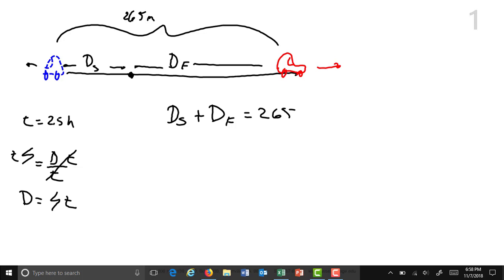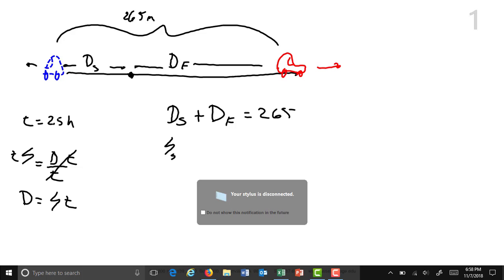You understand? You have to know that, or you can't solve these kinds of problems, because I got it in terms of distance, but the question is about the relative speeds. So by solving for this, I got something in terms of speed. So I can rewrite this, right? This is the speed of the slow car times time.